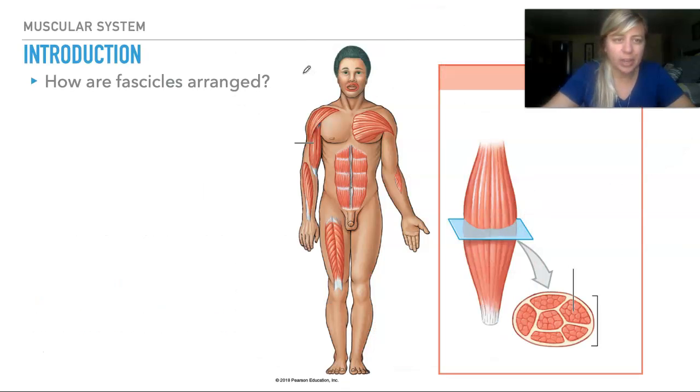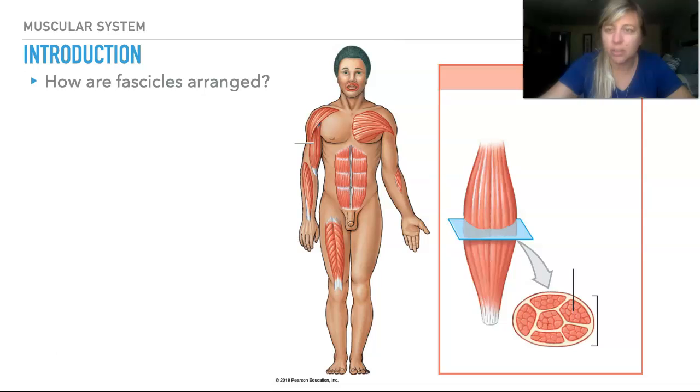So the first thing we're going to look at is how fascicles are arranged. And I think in your note packet you have a similar picture, except it has all of the different arrangements put on one page. First of all, fascicles, remember, are bundles of muscle cells, right? So our muscle cells get bundled into fascicles, and then fascicles are bundled together to make up the entire muscular organ.